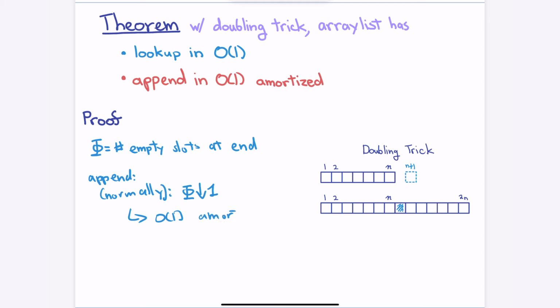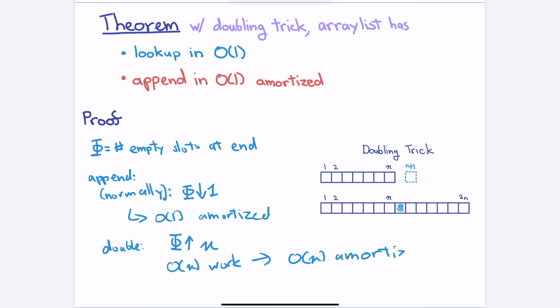But now what happens when you double? If you double, phi actually goes up by n, and you also pay n work. This actually looks like O(n) amortized. What you want is the potential to go down when you're doing a lot of work, to offset. Okay, let's try non-empty slots. If I insert one, I lose one non-empty slot, and I pay O(1), so that comes out to O(1) plus O(1), which is O(1) amortized.